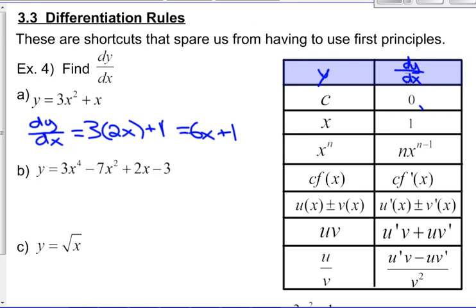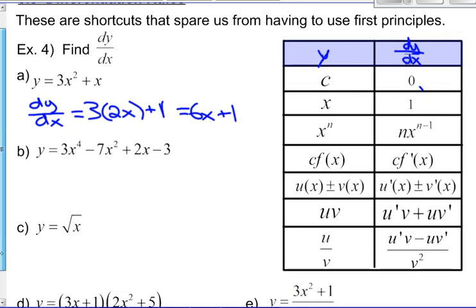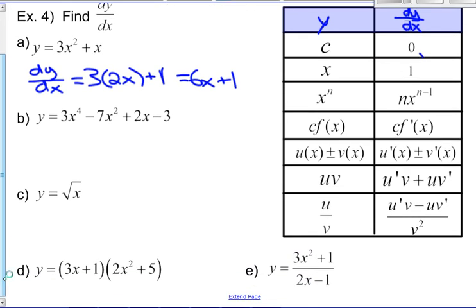So the derivative rules, the differentiation rules are nice. B, we've got 3x to the 4th minus 7x squared plus 2x minus 3, dy by dx. So this 4 is going to come down and get times by 3. So we'll get 12, and the power goes down by 1, so 12x cubed. Next one, 7 times 2 makes 14, and the power goes down by 1, so you've got a regular x. Next one is going to be 2 times the derivative of x, which is just 1. And this minus 3 here, its derivative is 0, because it's a constant.